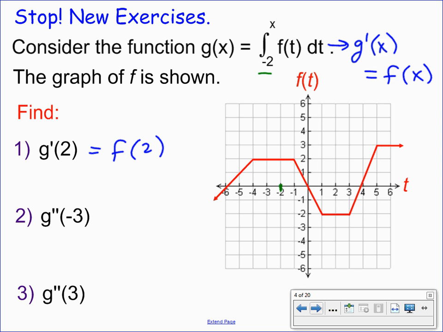Can I get f of 2? Certainly, I'll go to my graph and I'll see what y-coordinate is returned by my function f when x equals 2. That appears to be negative 2. Is that what you guys are getting? Negative 2? All right.